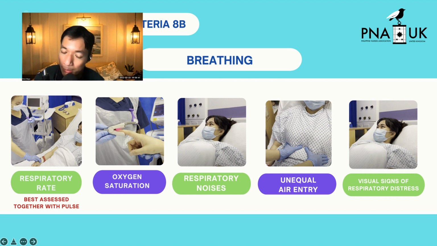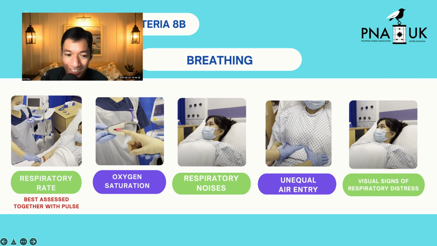On the marking criteria, of course, respiratory rate is part of breathing. But because you don't want the patient to be conscious that you're counting the respiratory rate, you can perform it when you perform the pulse rate. That's why I put there best assessed together with pulse rate, because we don't want the patient to be conscious that we're counting the respiratory rate. The only thing that you have to remember when you're counting the respiratory rate is that it should be counted for 1 full minute, or 60 seconds. You know how to count the respiratory rate, so I won't be showing you how to do it.